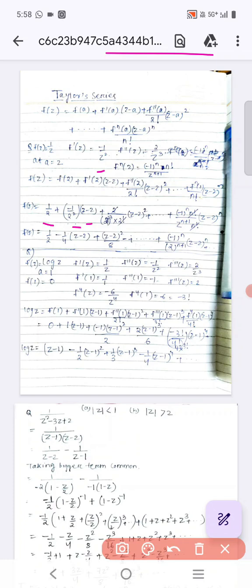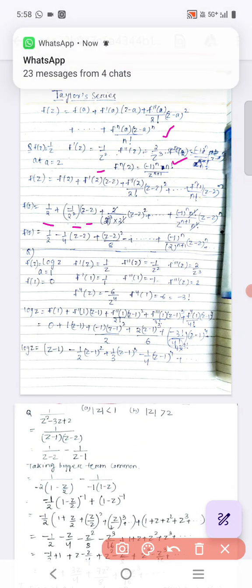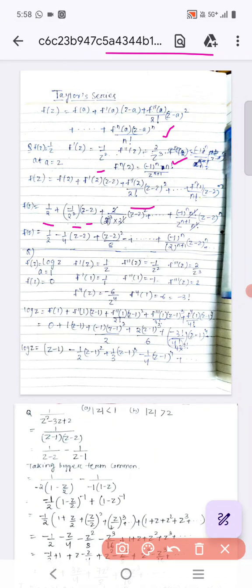Likewise it will continue up to the nth derivative of f of 2 by n factorial into z minus a, that is z minus 2 to the power n. Observe the pattern that first we get 1 by z, the first derivative is minus 1 by z square, the second derivative 2 by z cube. So what will be the nth derivative? Minus 1 to the power n into n factorial divided by z to the power n plus 1.